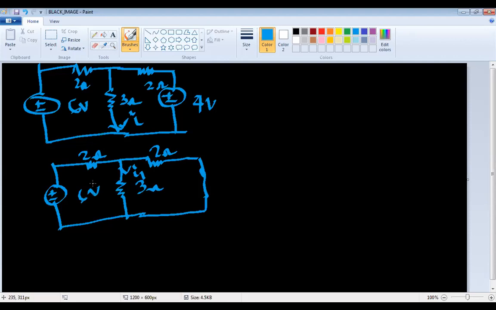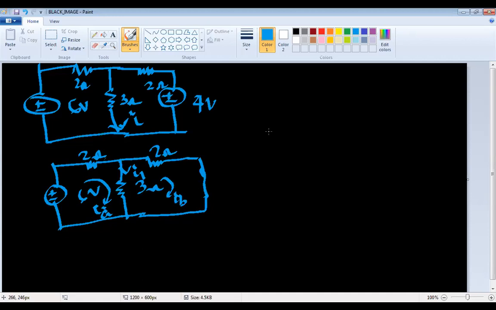So what will you do now? You will apply some, let us say, mesh analysis. You will apply a current here, let us say IA, and this is some IB. With the help of that, you will solve it and you will get this I1. Yes or no? Or you can apply the current division rule also.